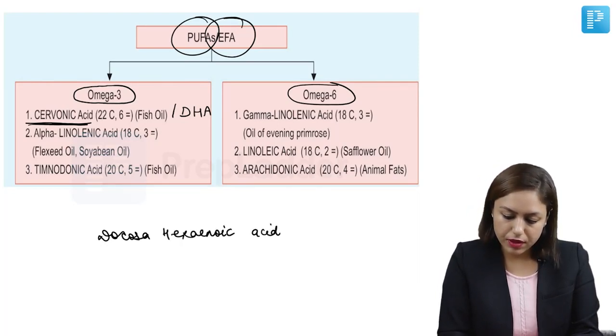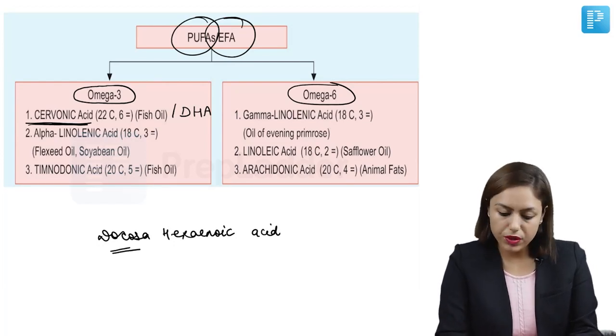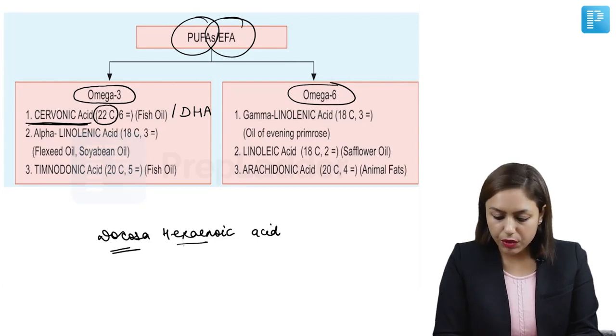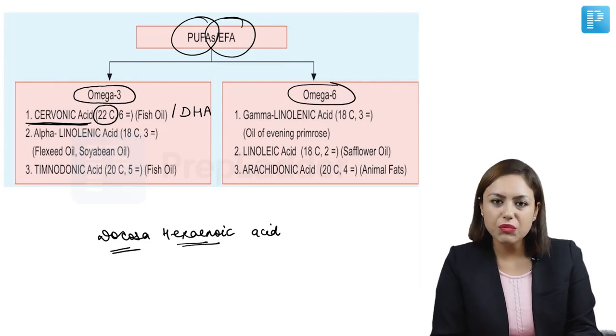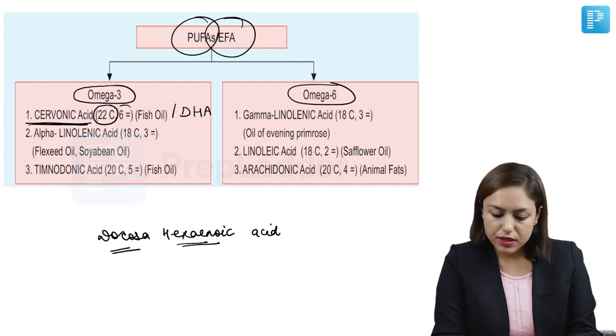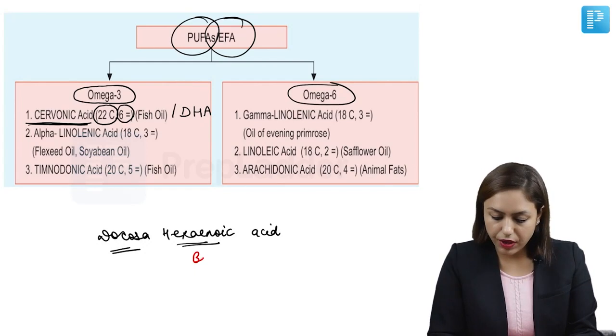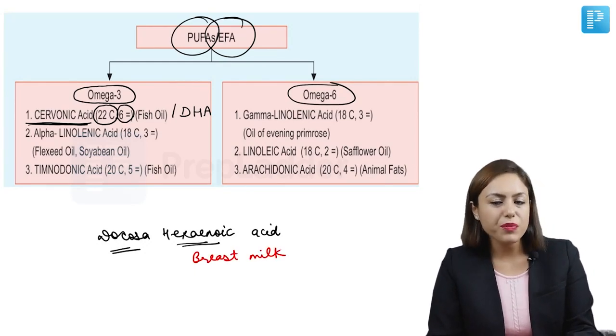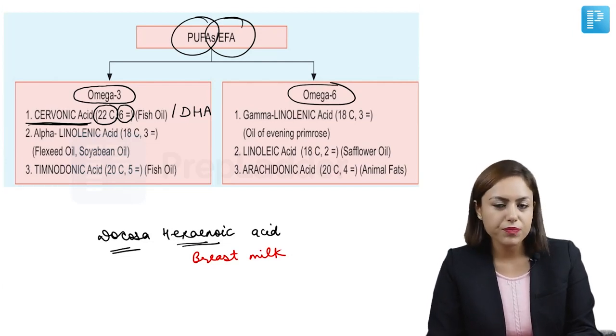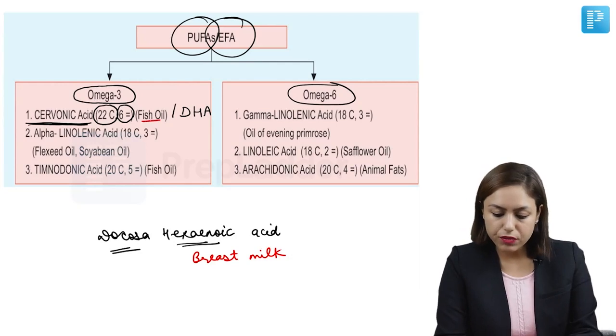Docosahexaenoic acid. Docosa means 22 carbons. It is written here, 22 carbons. Hexaenoic: hexa means 6, ene means double bond. So it has 6 double bonds, right? And this cervonic acid is a very important component of breast milk, and it is always present in breast milk, and it is required for brain development of the child, right? And health drinks are fortified with DHA these days, and this is also present in fish oil.